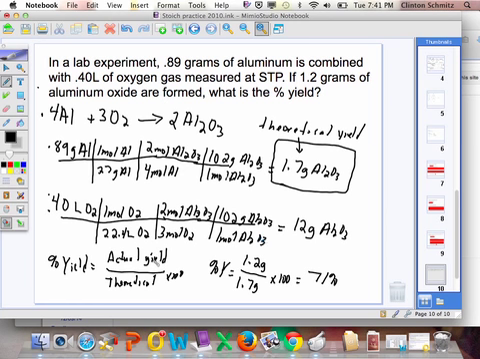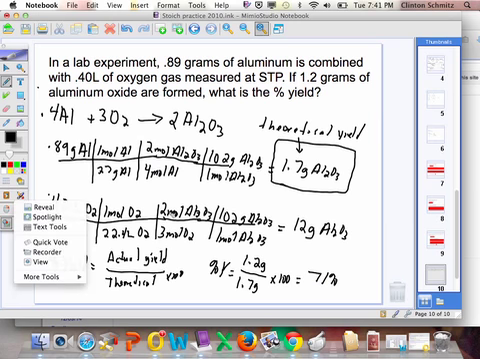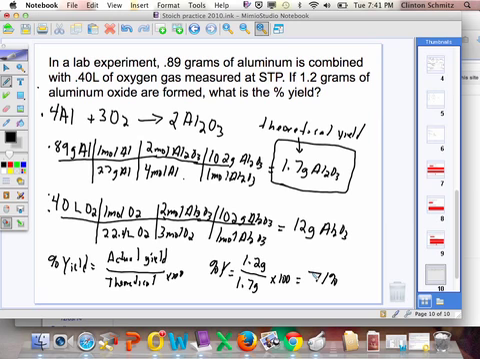Okay, so in review, the percent yield is equal to the actual yield, what you find in a lab experiment, divided by the theoretical yield, the answer to the stoichiometry problem, times 100. And so I did that, I got 71%. That's it.